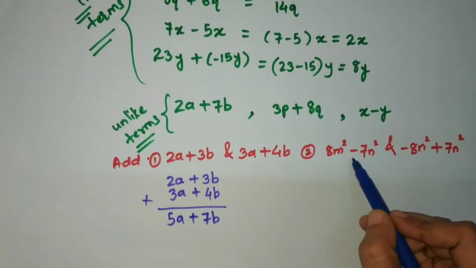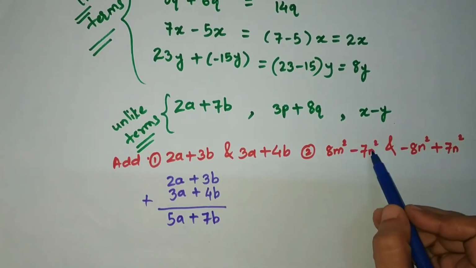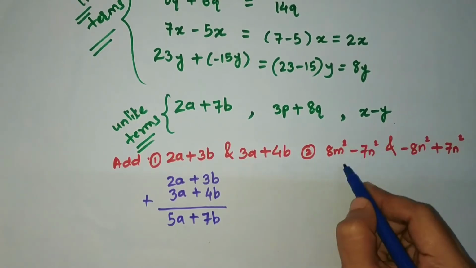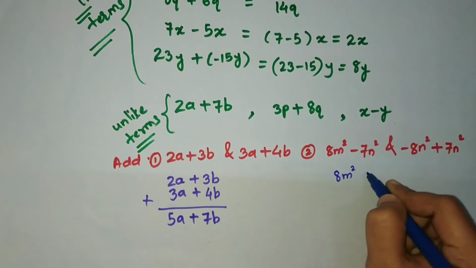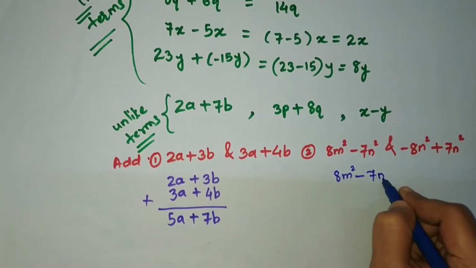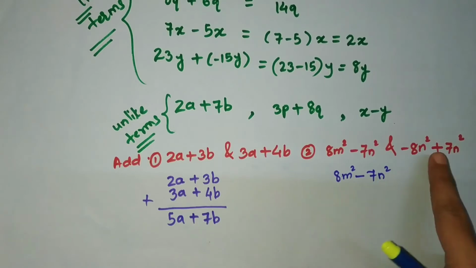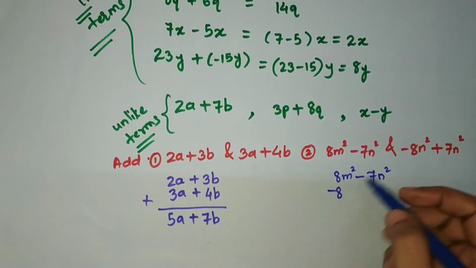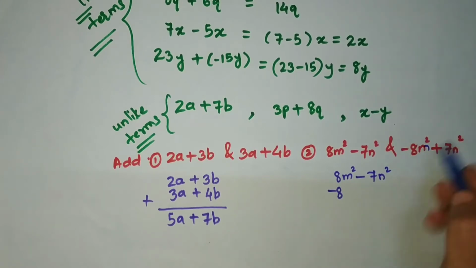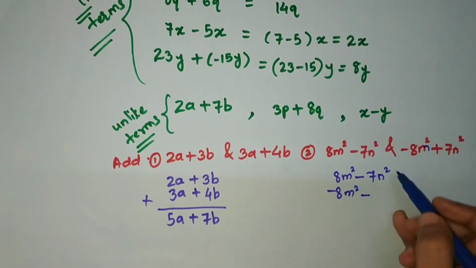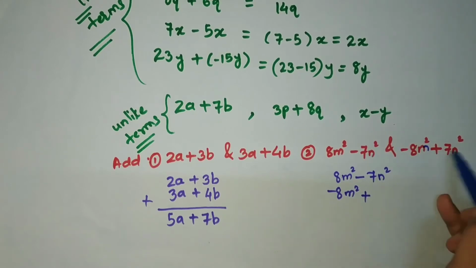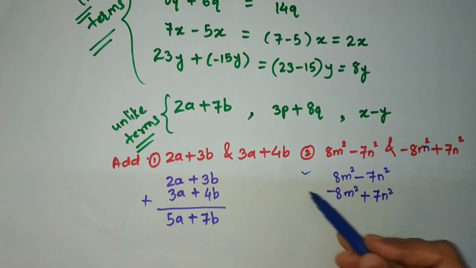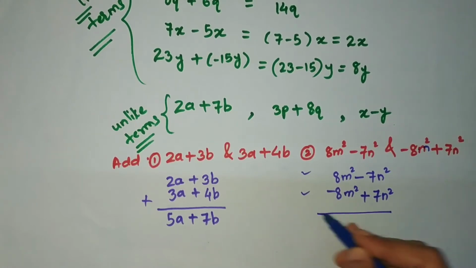Another example, you are having 8m square minus 7n square. You need to add with minus 8m square plus 7n square. So first of all, I'll write down the first expression, 8m square minus 7n square. 8m square having a like term here, minus 8m square. In this question it is m square, so I'll write here. Then I want to add it with plus 7n square. First I wrote this expression, another I wrote this expression. Now I need to add them.